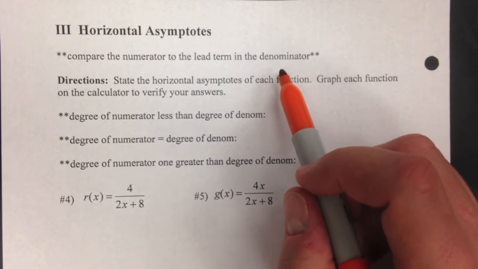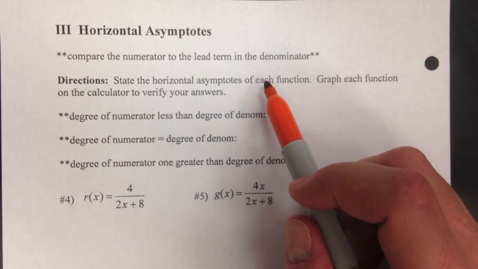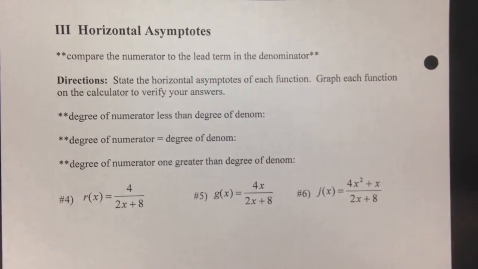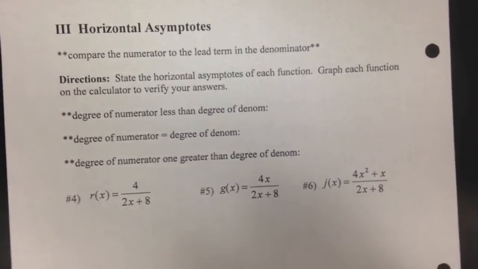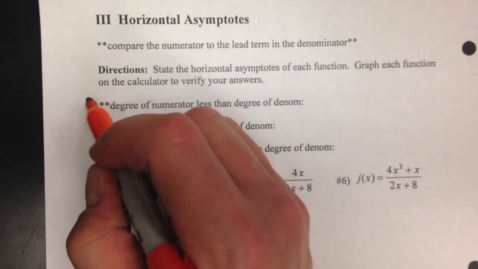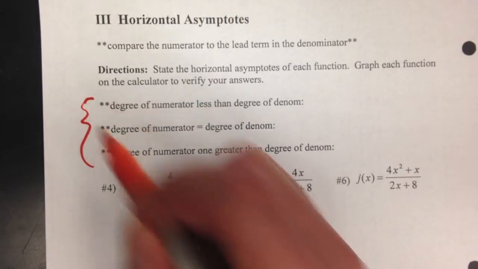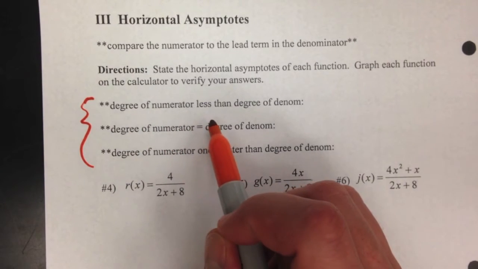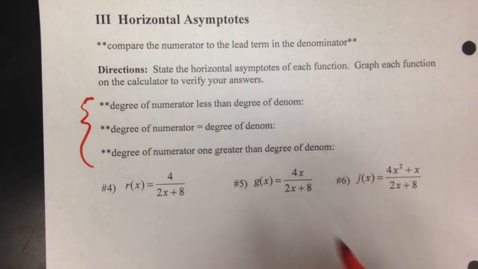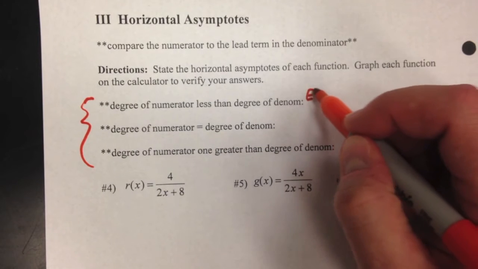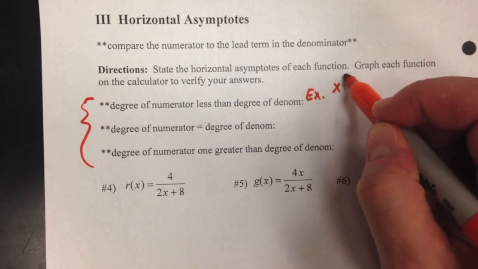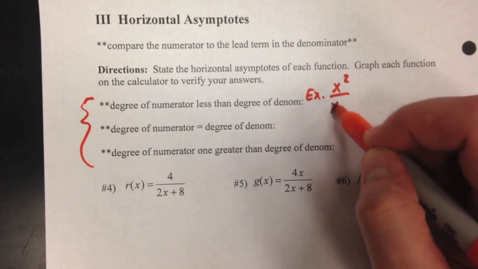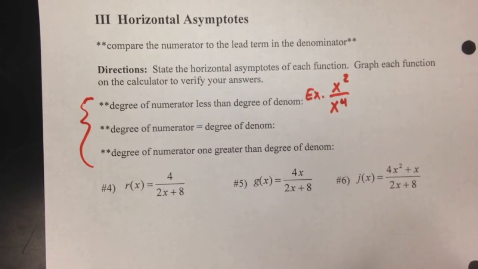When we looked at polynomial functions, it was always the first term that dominated everything. Same thing's going to be true in this situation. So really there's three cases that we're going to look at. If the degree of the numerator is less than the degree of the denominator, for example, let's say we had x squared on top, that was the lead term, and x to the fourth on the bottom.